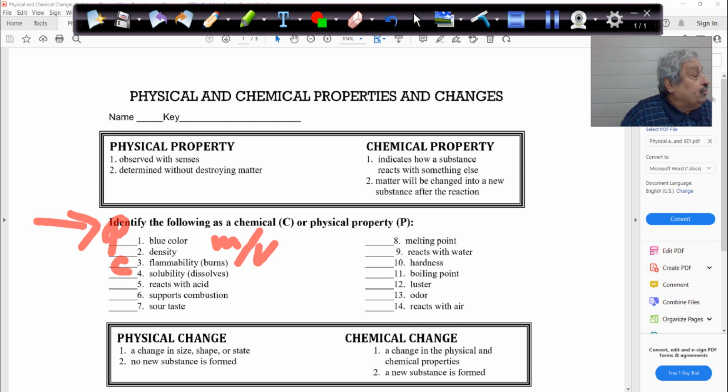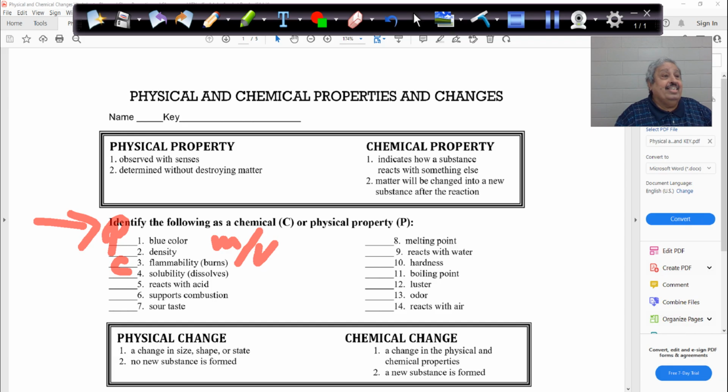When you dissolve sugar inside H2O, can you recover the sugar back? Yes, by evaporating the H2O. Correct? Is the sugar changing in composition? No. Is H2O changing composition? No. So solubility is a physical characteristic or property of matter. This compound is soluble, this compound is not soluble. Reacts with acid. Chemical. Okay. Supports combustion. The combustion is a chemical reaction, correct? It's pure oxygen. That's a chemical.